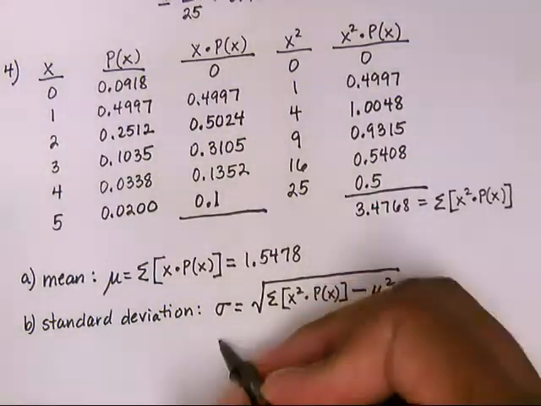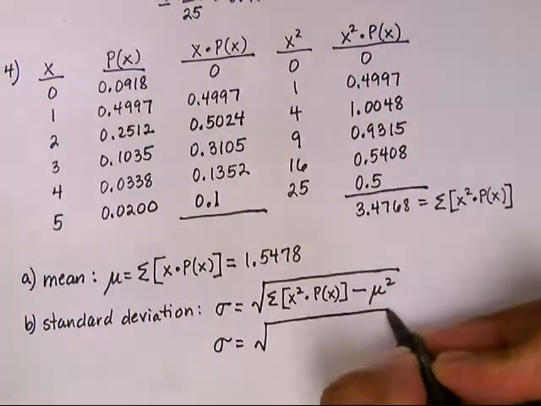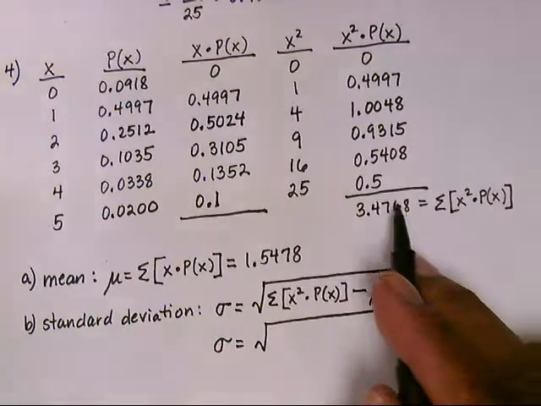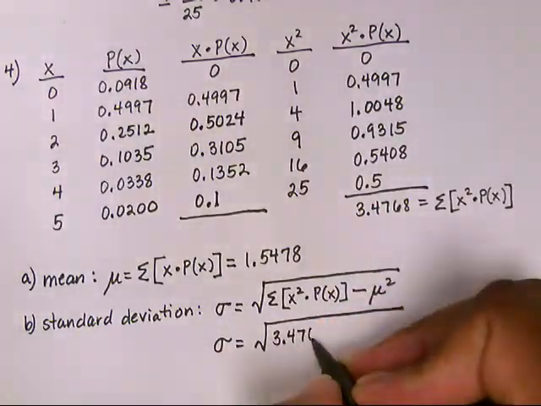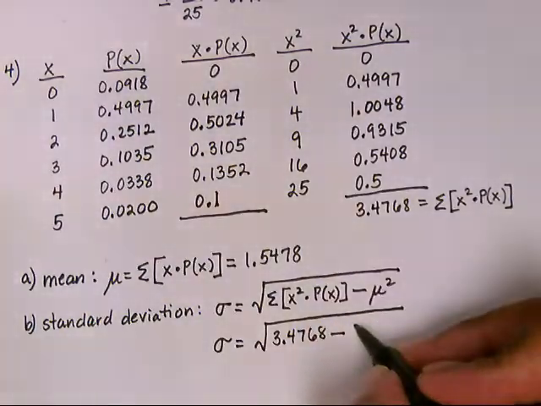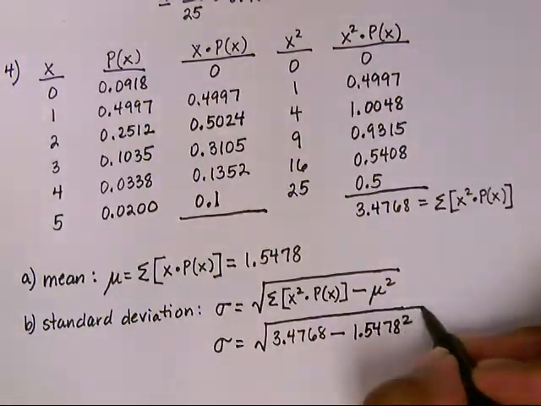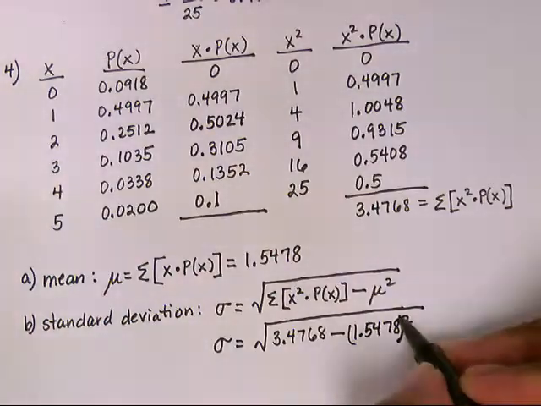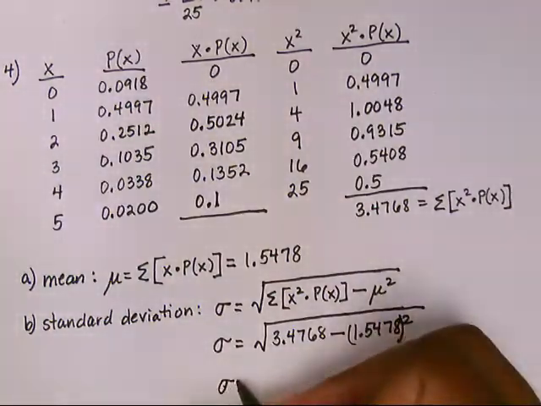Alright, in this case here, to find that standard deviation, sigma is equal to the square root of the x squared times p of x, that's this part right here, that 3.4768, minus mu, which is 1.5478, and that's going to be squared. Okay, so that's this squared.